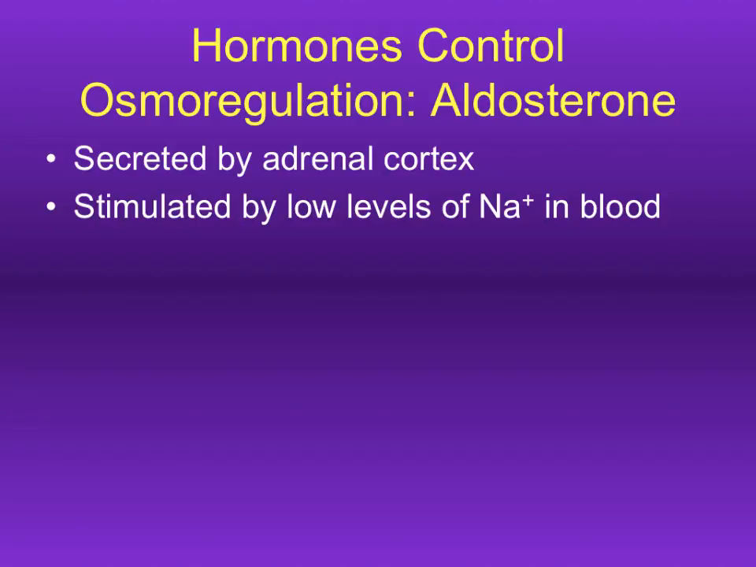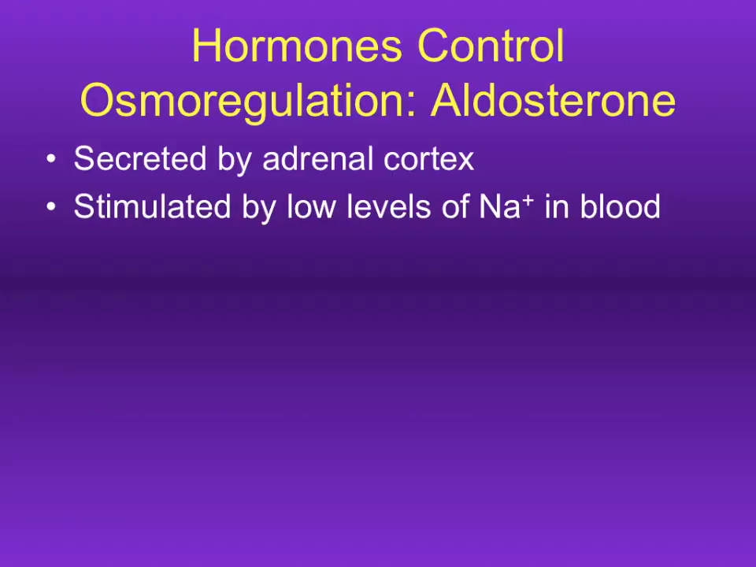Now, aldosterone is a different hormone. It's one of the two antagonists. Well, actually, not really. It's more of a cooperator with ADH, and antagonist to ANH, or atrial natriuretic peptide, which is the other one. Aldosterone is produced by the adrenal cortex, and its primary stimulus is lower than normal levels of blood sodium. Now, think about what happens when you get really hot.